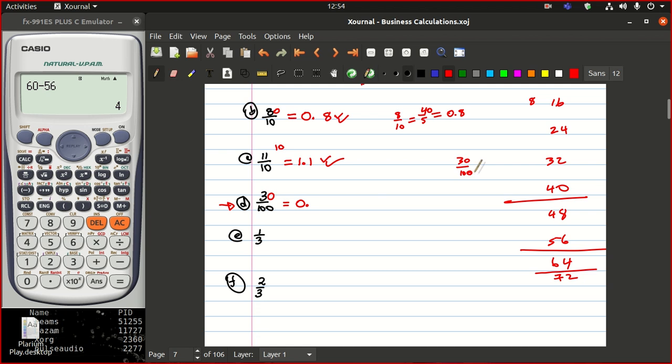If you want to, you can cancel a 0 and a 0 and say how many 10s are contained in 3, or say this is just 3 over 10, and then you ask yourself how many 10s are contained in 3. You find out that there are no 10s contained in 3, so you place a 0 there. Then we were supposed to follow by a comma, but we already have this dot here.